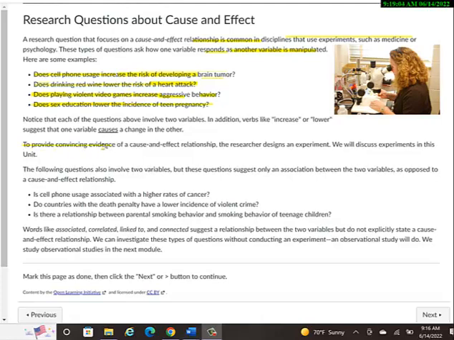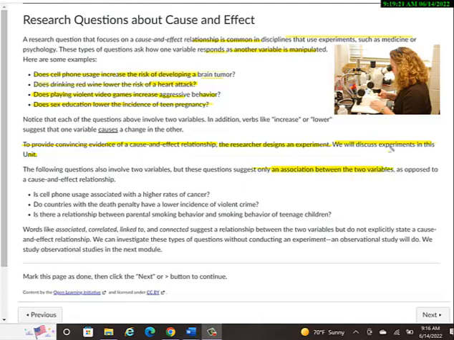To provide convincing evidence of a cause and effect relationship, the researcher designs an experiment. We will discuss experiments in this unit. Okay. The following questions also involve two variables, but these questions suggest only an association between those two variables, as opposed to a cause and effect relationship.